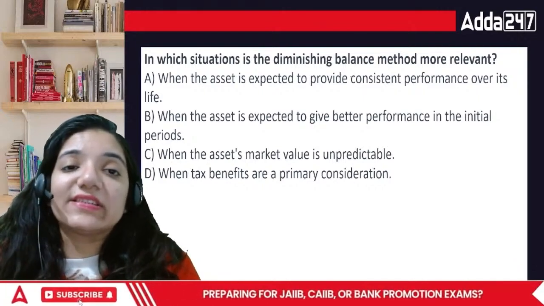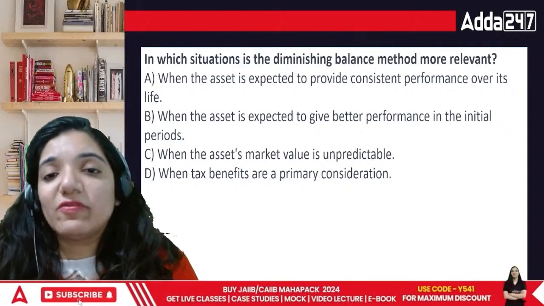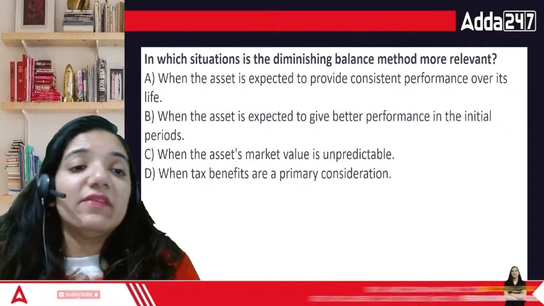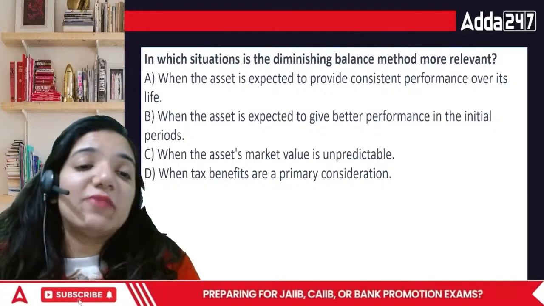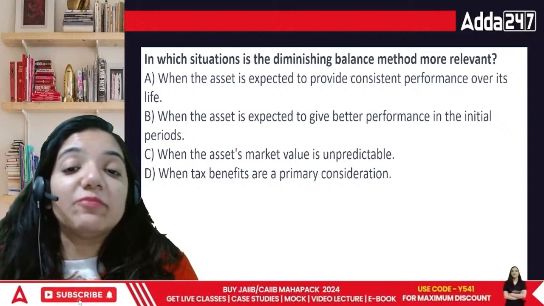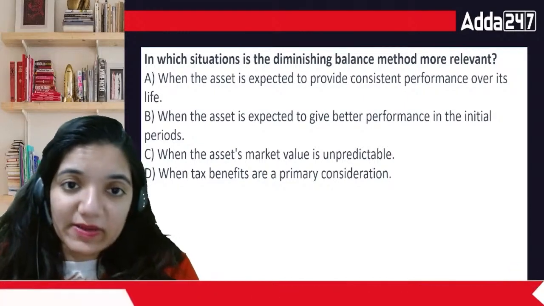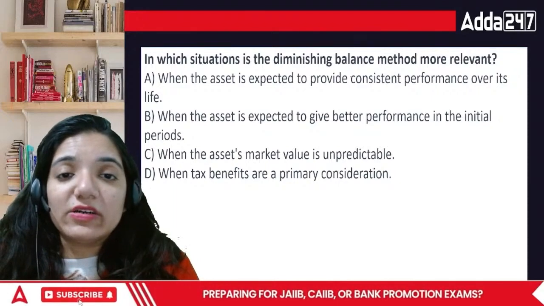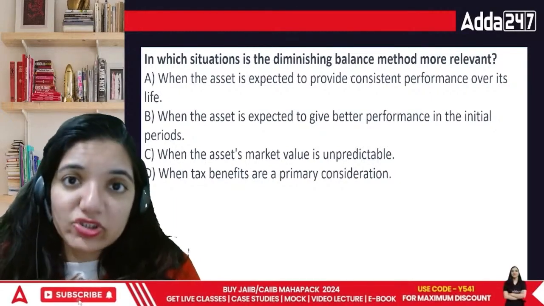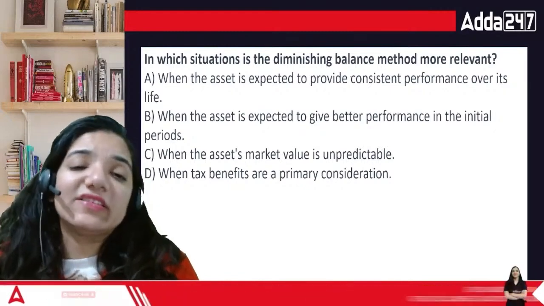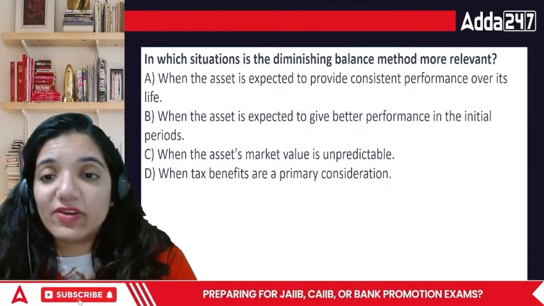In which situations is the diminishing balance method more relevant? When the asset is expected to provide consistent performance over its life, when the asset is expected to give better performance in the initial periods, when the asset's market value is unpredictable, or when the tax benefits are a primary consideration. When we talk about the diminishing balance method, you are using it more in the initial years, and then it would stabilize. Because the depreciation in the initial years on the basis of the rate would be more.